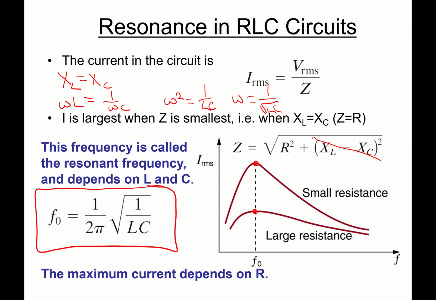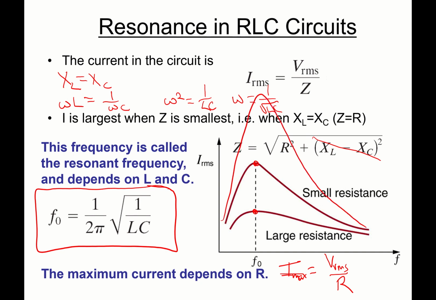And at that point, the impedance of the circuit is just equal to R. So the maximum current in the circuit is going to be VRMS divided by R, and that will only occur at the frequency F0. The height of the curve for your resonance circuit is going to depend on how big the resistor is. The smaller the resistance, the sharper this current versus frequency curve will be.